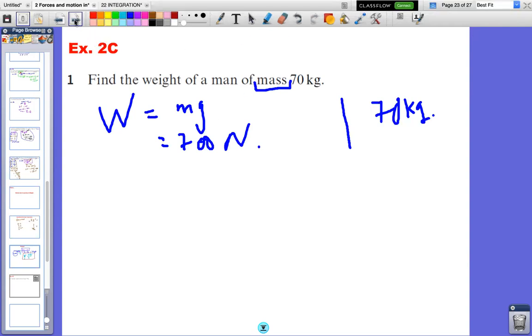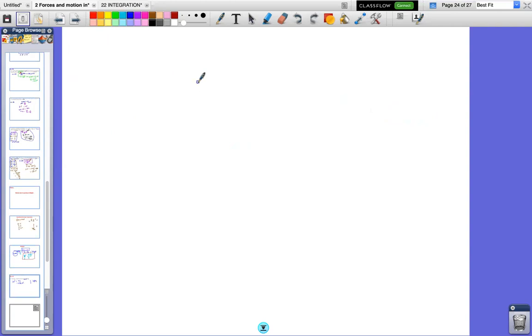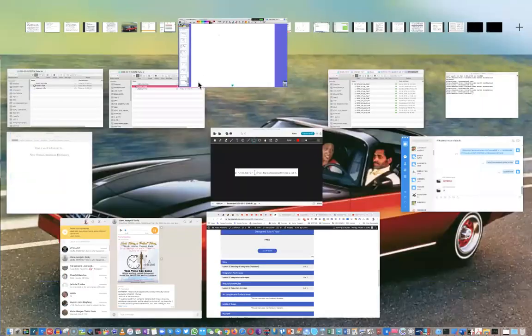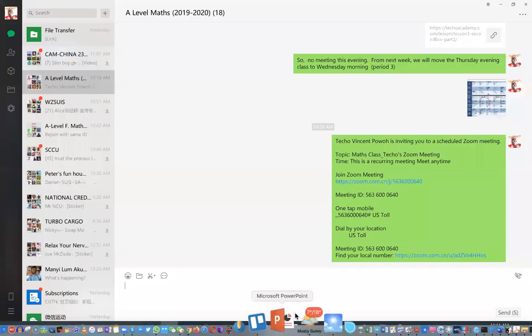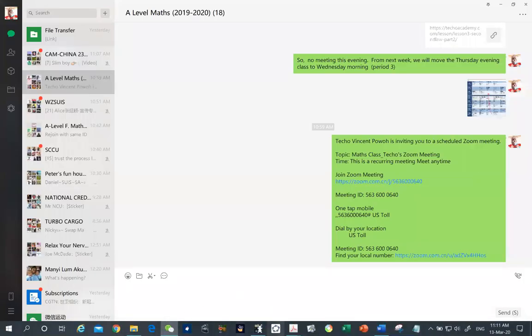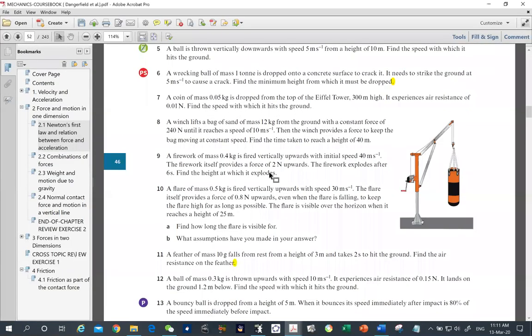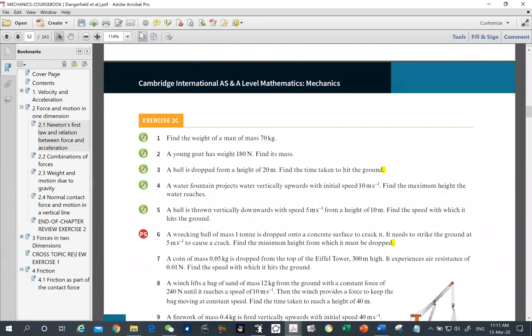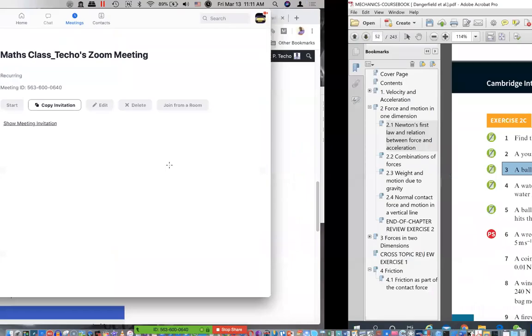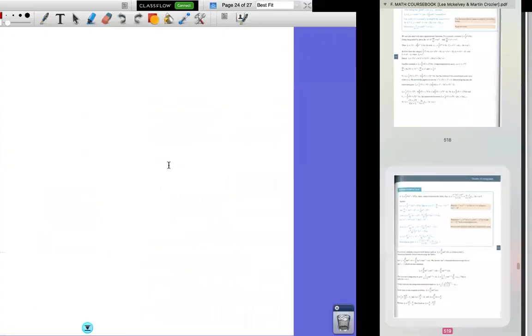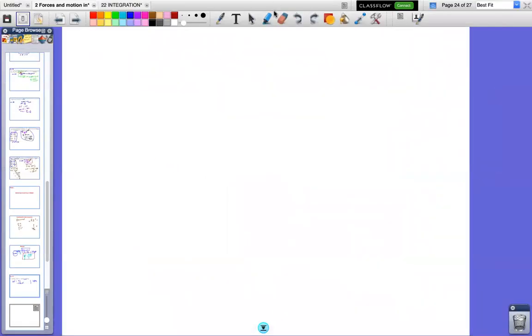Let's look at more problems. Let's look at question 3. I highlighted that already. Question 3.